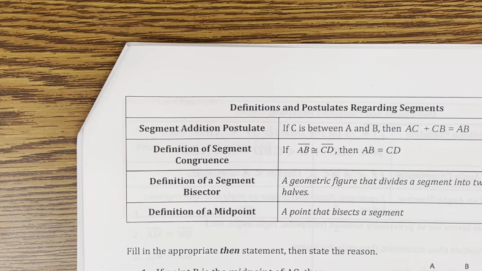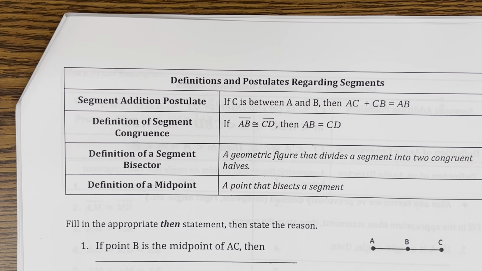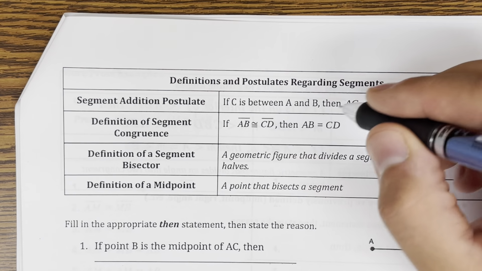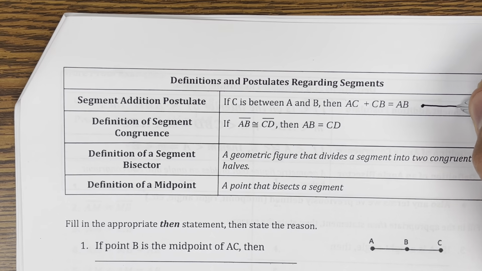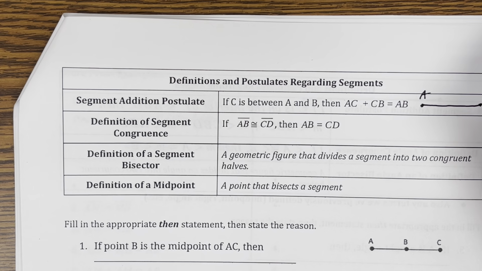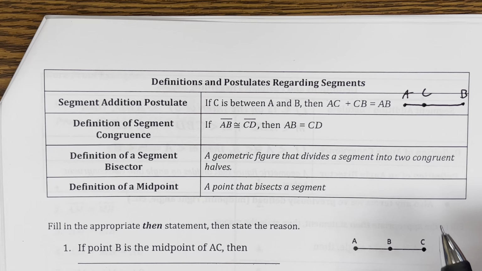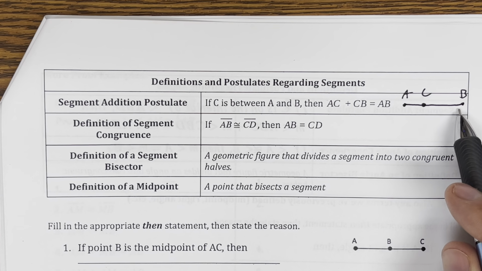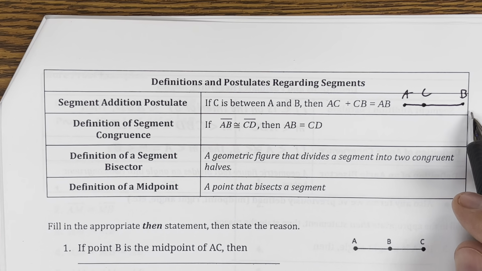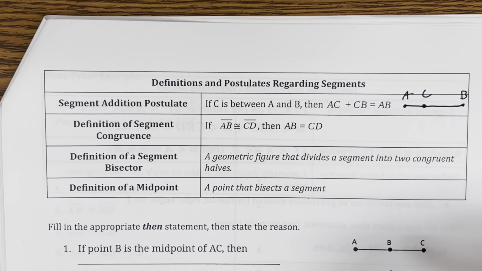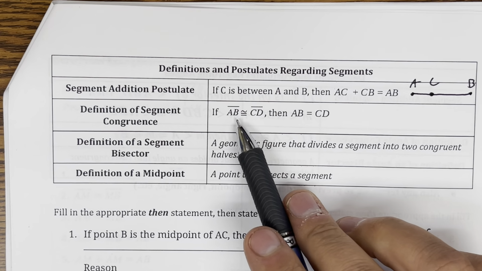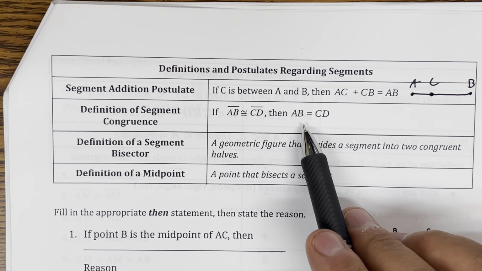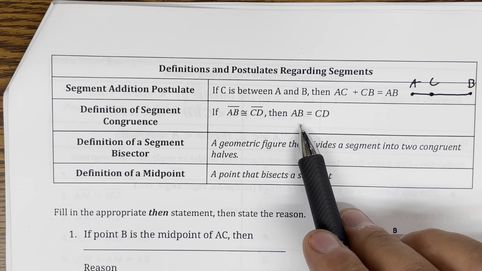All righty. So, a couple of reminders of things we already know. Segment addition postulate states that if C is between A and B, I'm going to draw a little diagram here. A, B, C somewhere in between. We can write a statement that says AC plus CB would equal the whole thing. That's the segment addition postulate. I can see that in a diagram. I can write it. Congruent segments, if they're congruent, then they are equal, and vice versa. If they are equal, then they are congruent.